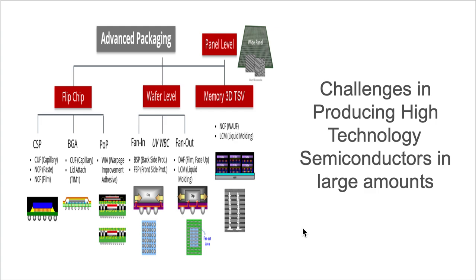Hello, so in this video I'm going to talk about different challenges in producing high technology semiconductors in large amounts. This is an image that says here advanced packaging and shows different possible solutions to it. Like here it says flip chip and wafer level, panel level. Here it mentions memory 3D CSV, different panels that can be used on the chip and wafers, that kind of thing. So first off, I'm gonna present different problems and challenges involved in this process.